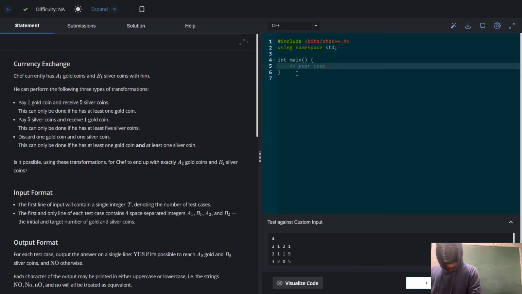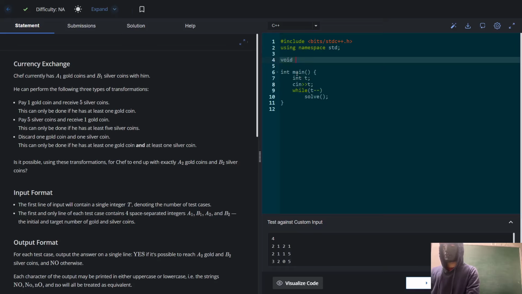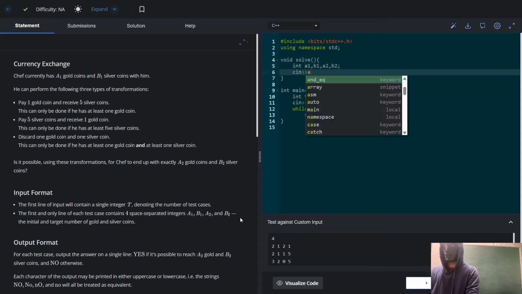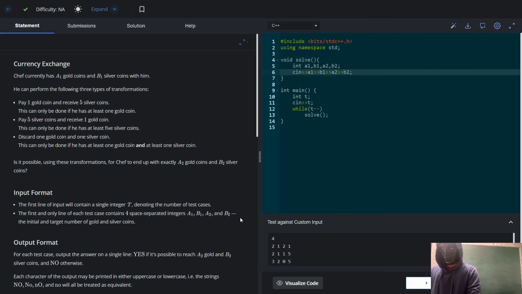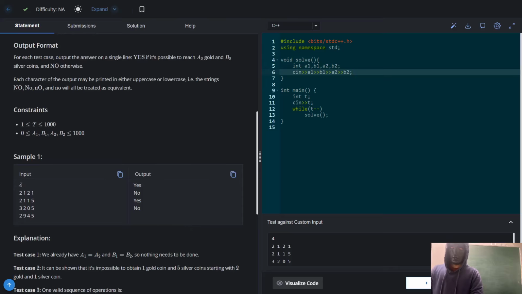First, let's take input. So we have an integer t, and while t minus minus, this will take our test cases. For every test case, I'll call a function solve, and its return type is void, it does not have any parameter. And for every test case, we have a1 b1 a2 b2. So yeah, these are four things I'll be explaining to you, don't worry. They have given four test cases.